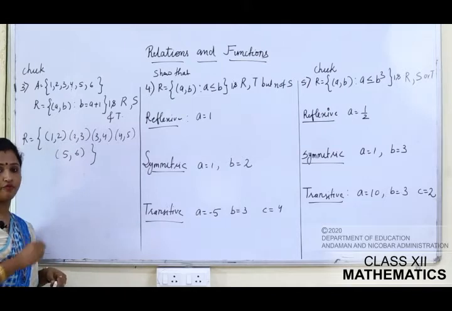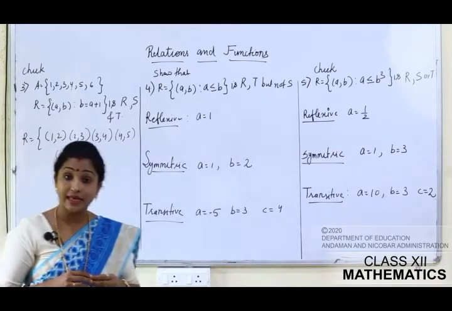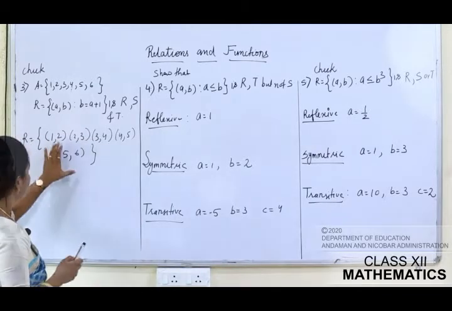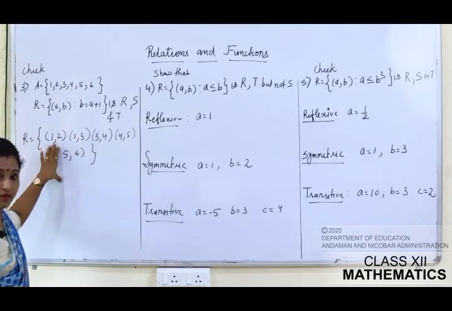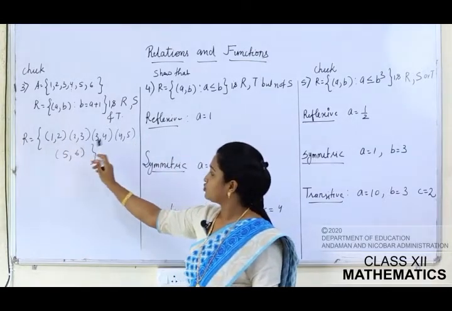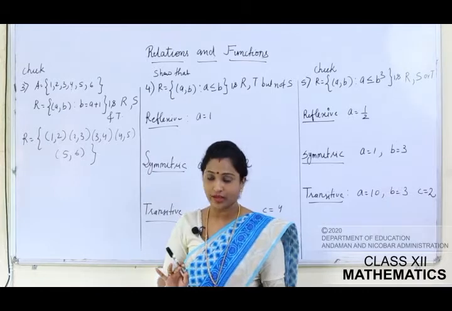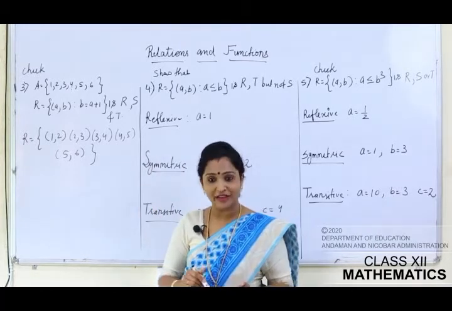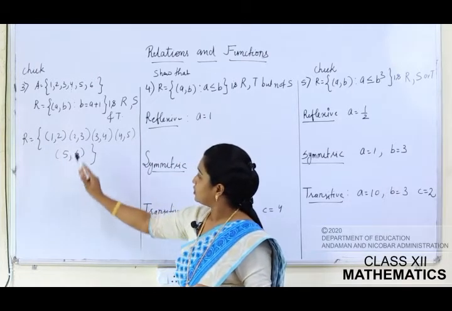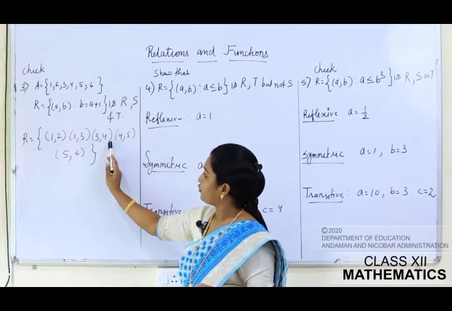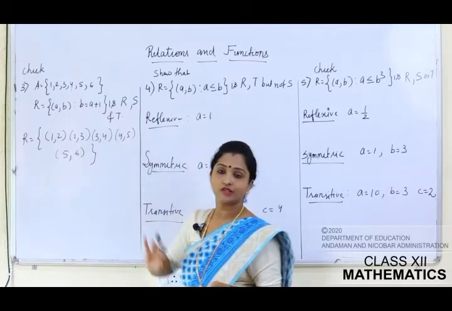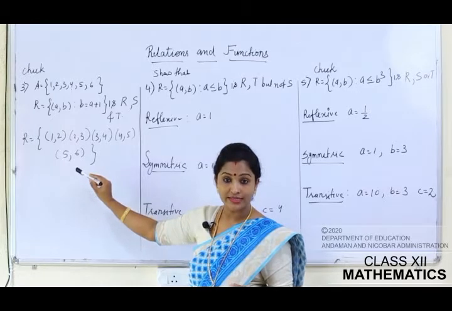Now from this roster form, you have to see and say whether it is reflexive, symmetric and transitive. Now, क्या ये reflexive है? आप यहाँ पे ध्यान से देखिए. (1, 1), (2, 2), (3, 3), (4, 4) is not there. So you can say that it is not reflexive. What about symmetric? (1, 2) is there, (2, 1) is there? No. (2, 3) is there, (3, 2) भी नहीं है. (3, 4), (4, 3) is not there. (4, 5), (5, 4) is not there. (5, 6), (6, 5) is also not there. So it is not symmetric also.